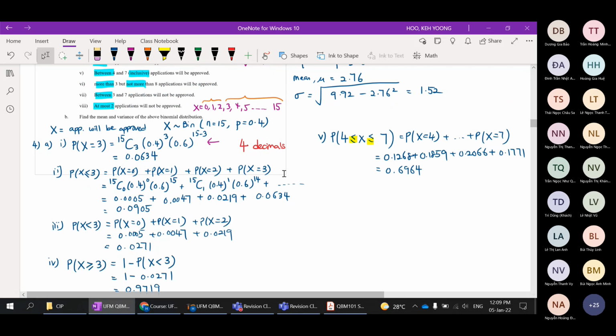Next question: more than 3 but not more than 8. Just now we have seen these words, right? Not more than means maximum. Maximum is 8. Can it be 8 applications? Yes, it can be 8 applications. So more than 3, not more than 8, so less than or equal to 8.